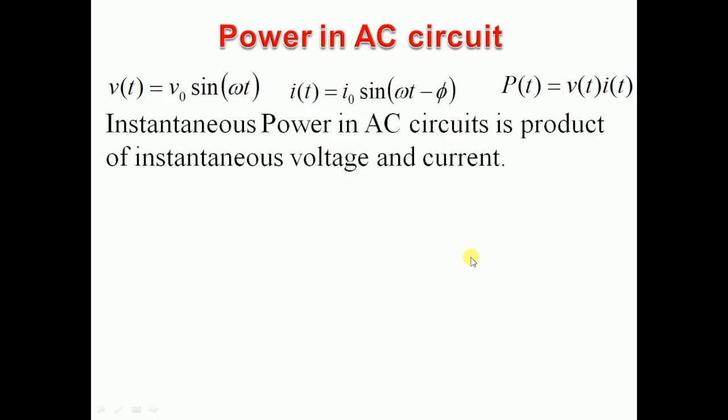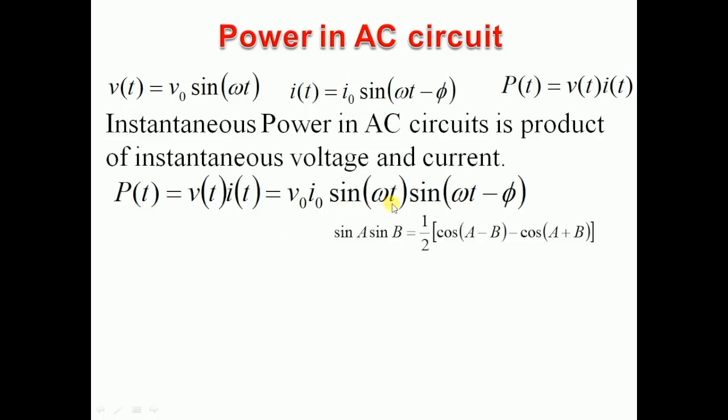Now we shall discuss power in the AC circuits. Obviously, the instantaneous voltage is V0 sine omega t, and the instantaneous current is I0 sine omega t minus phi. It depends on the condition whether the phase is ahead or lagging, or if it is some complicated circuit which is a combination of capacitor and inductor, a case we have not yet discussed. So in general we consider phi as the phase difference, and the instantaneous power in the circuit is instantaneous voltage into instantaneous current.